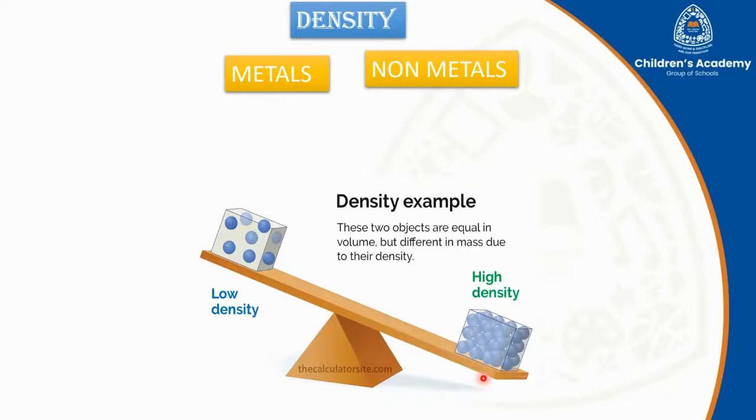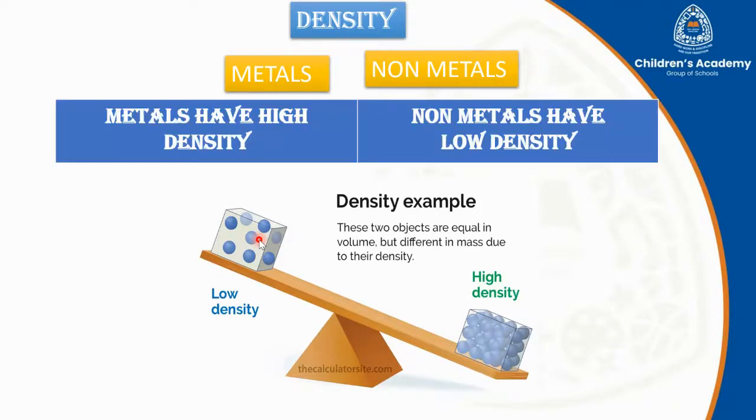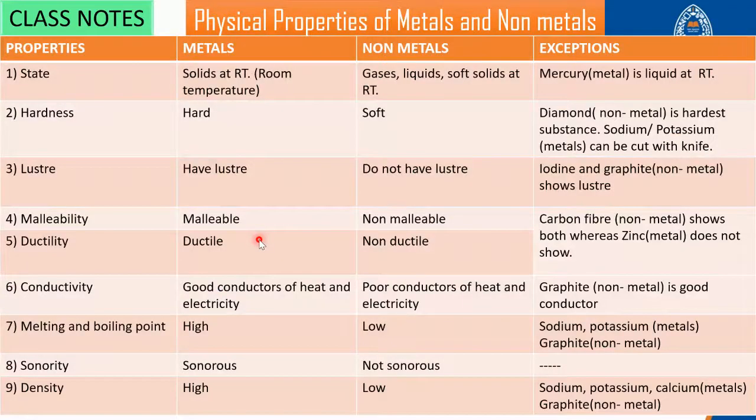Yes, metals are solids in state, so are denser compared to non-metals, which are liquids or gases. However, there are exceptions in metals, that is sodium, potassium, and calcium are less dense. And on the other hand, graphite, being a non-metal, is denser compared to other non-metals. Note down the points. Make sure you have noted down all the properties in this way.